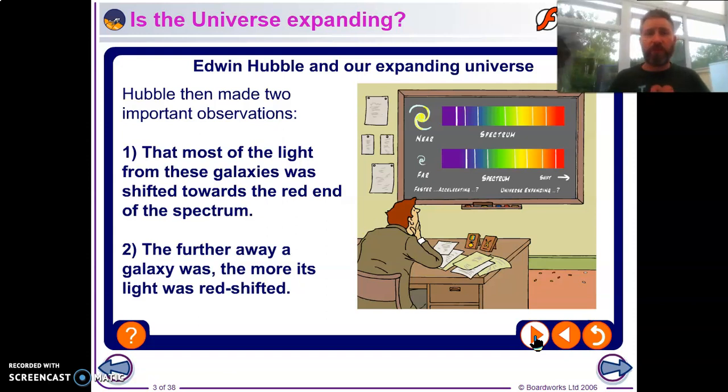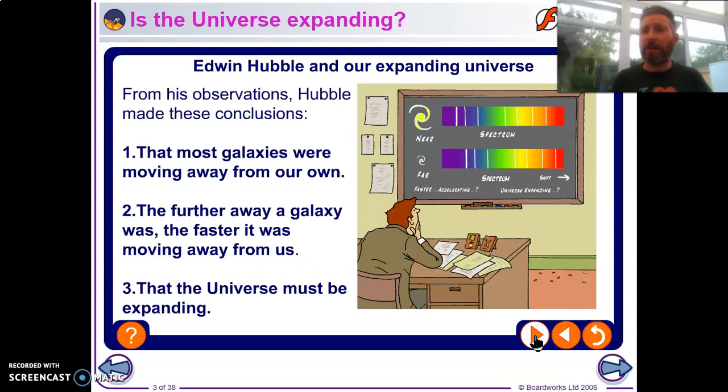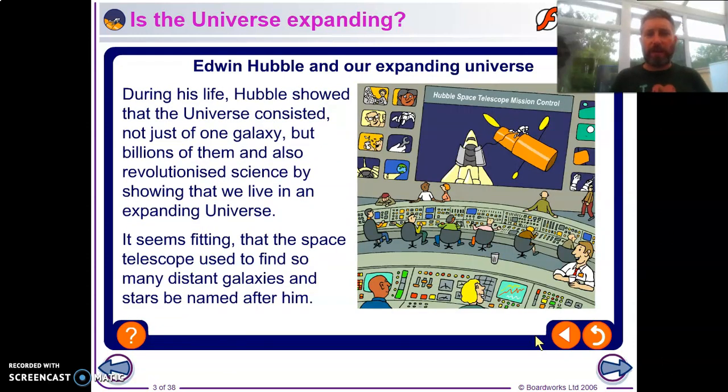Observation number one, he noticed, was that the light from these galaxies was shifted towards the red end of the spectrum. The light was redder than it should be. The further away a galaxy was, the more red-shifted its light was. And that was a really crucial discovery and very important in understanding how our universe is expanding. What he concluded from these observations was that galaxies were moving away from our own. The galaxies are moving away from us. The further away a galaxy was, the faster it was moving away from us. And that told him that the universe must be expanding.